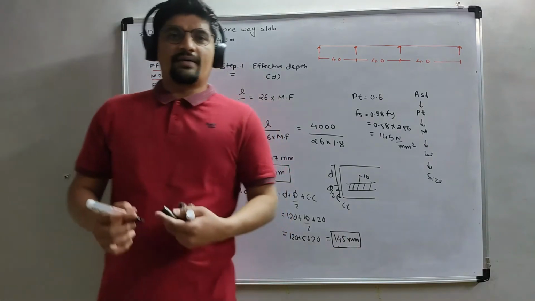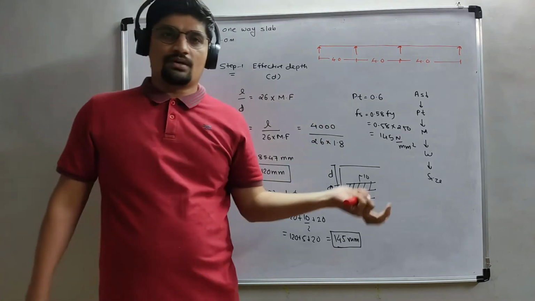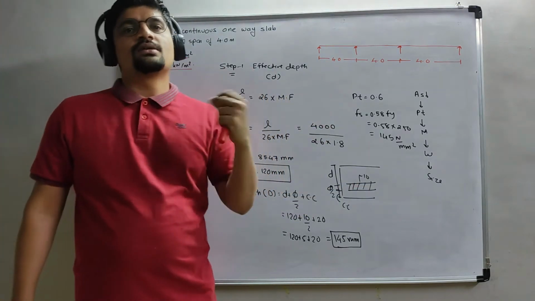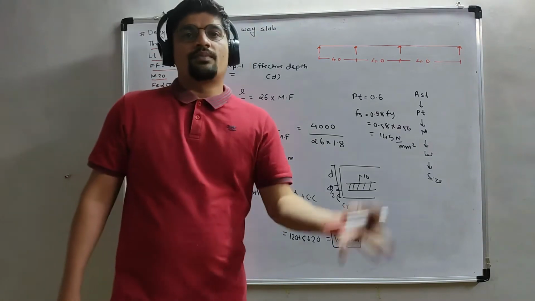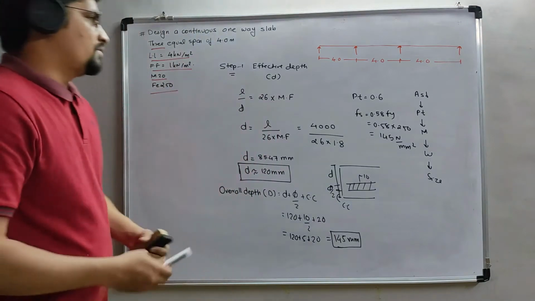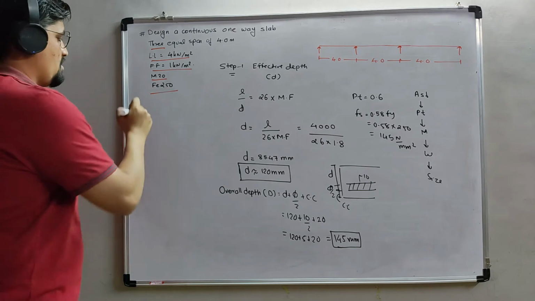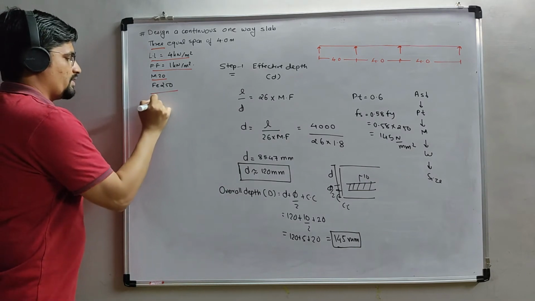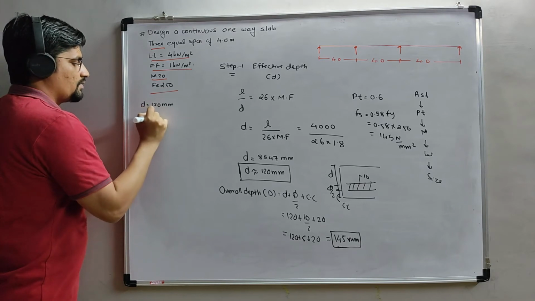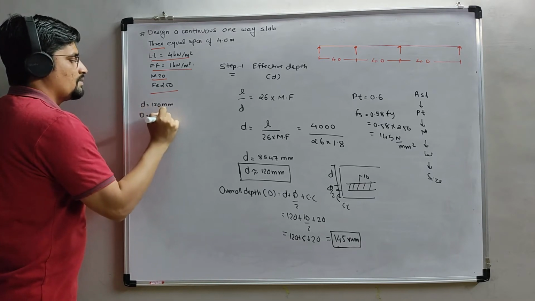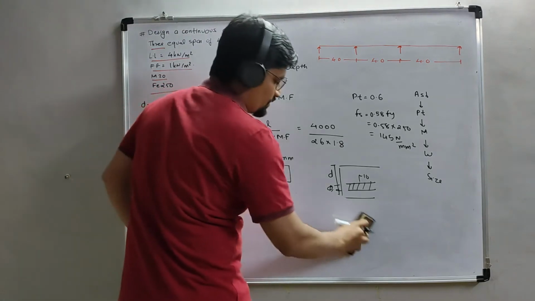So step 1 is clear. For step 2, the span is 4 meter itself, so we don't need to calculate the effective span. So moving to the step of load calculation. I am mentioning here that our effective depth is 120 mm and overall depth is 145 mm. So moving towards the load calculation.